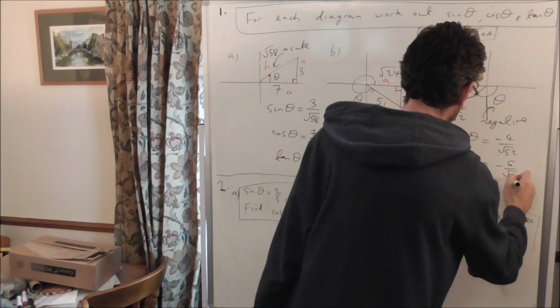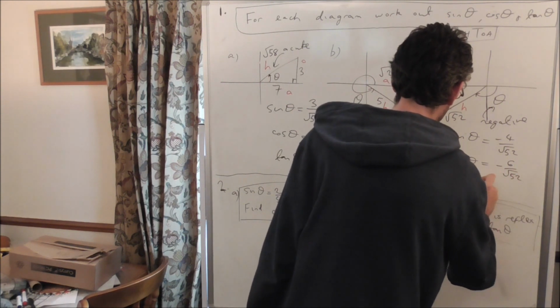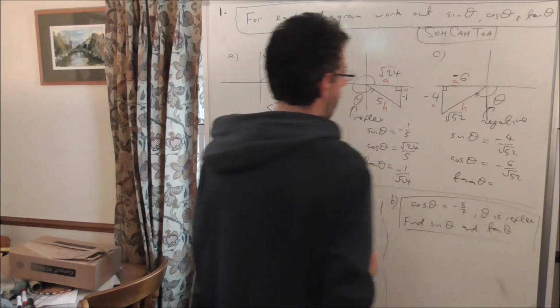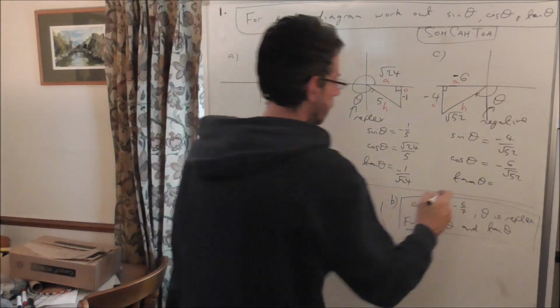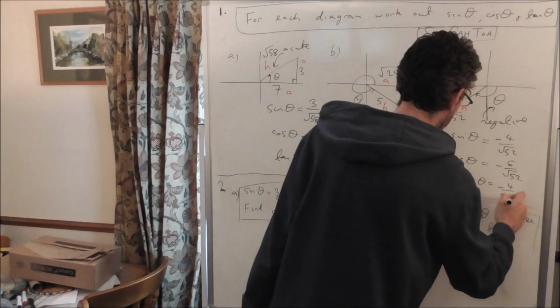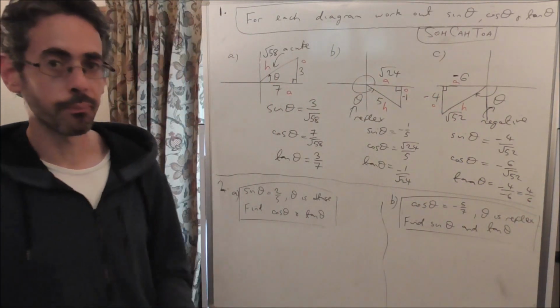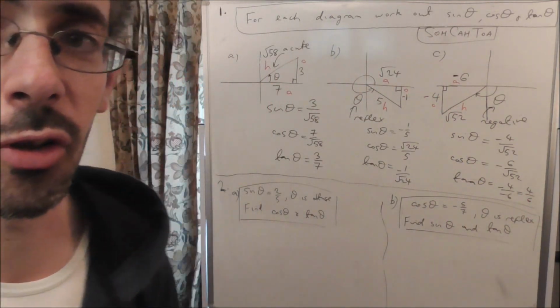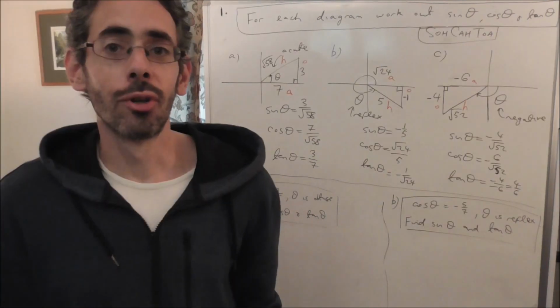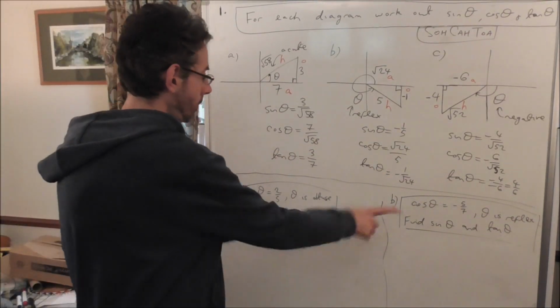And tan theta is opposite over adjacent, which is minus 4 over minus 6. Minus 4 over minus 6 is the same as 4/6. The negative signs sort of cancel each other out. Or you could even simplify it to 2/3. Right, let's move on to these two questions down here.